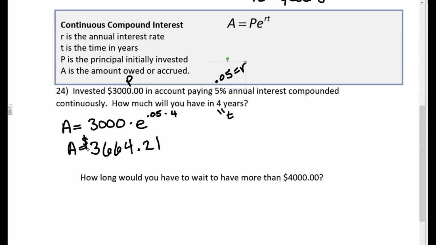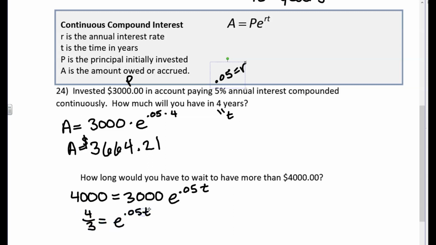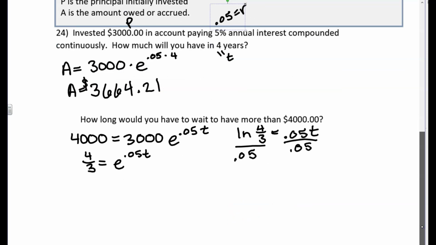How long would you have to wait to have more than $4,000? Well, we simply plug in $4,000 for A equals 3,000 times e to the 0.05, and the thing that's missing now is my time. So I divide by the 3,000, this becomes 4/3 equals e to the 0.05t. Take the natural log of both sides, I get natural log of 4/3 equals, when I take the natural log of e to the 0.05t, that just becomes 0.05t, and then divide by 0.05 on both sides. I really prefer this continuous over the compounding because it's so much simpler.